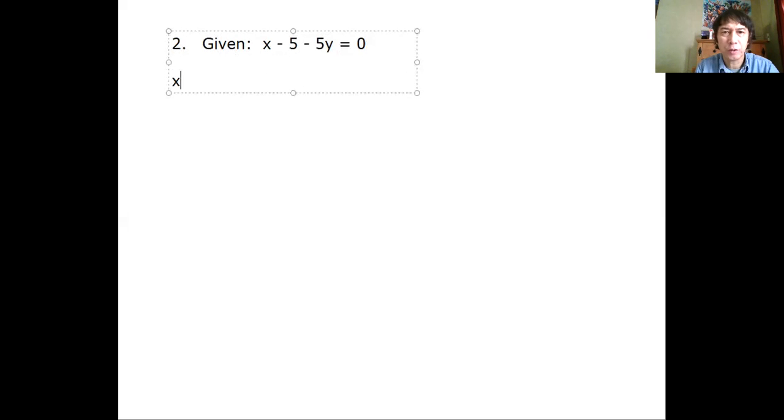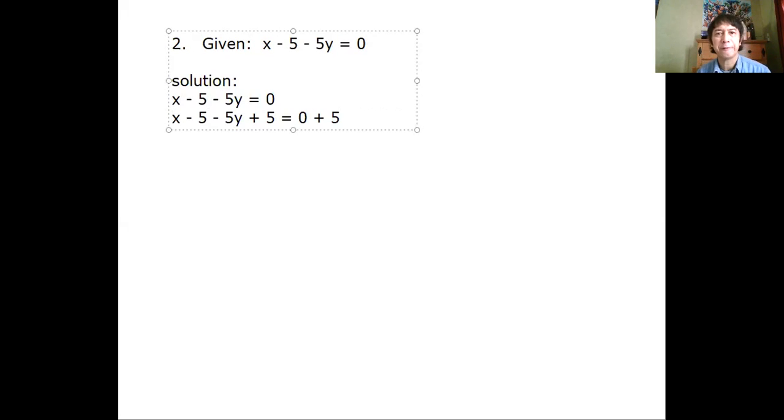So the solution, okay, we have x minus 5 minus 5y equals 0. We shall begin by addition of 5 to both sides. So x minus 5 minus 5y, we add 5 here. There, that's the left side. And then the right side is 0. We also add 5 there.